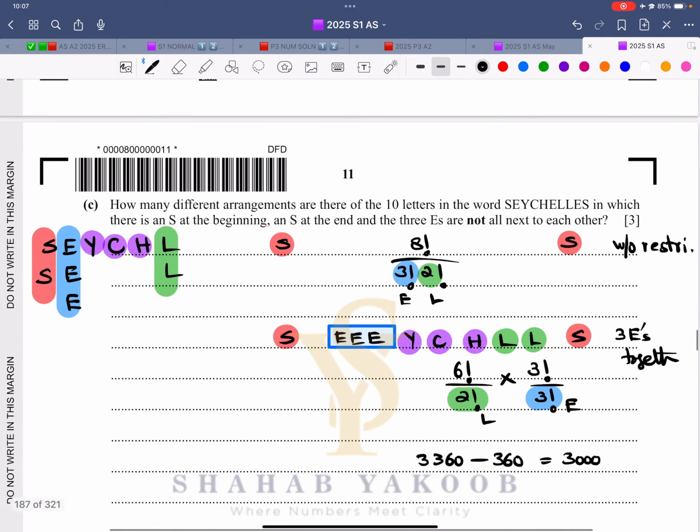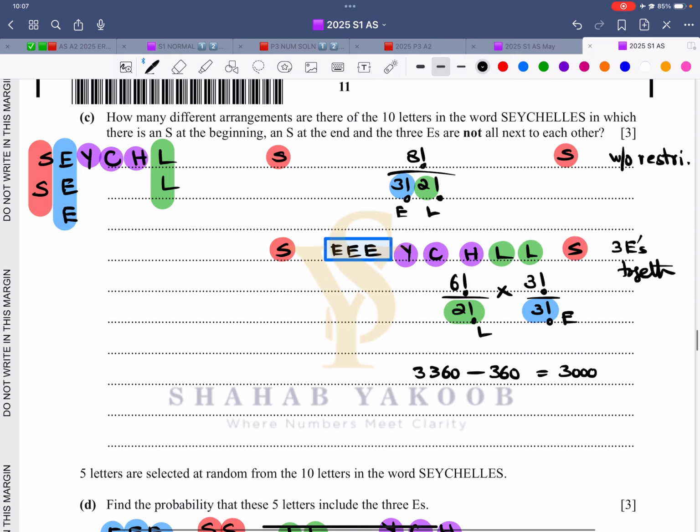Now let's move on. How many different arrangements are there of 10 letters of the word in which there is an S at the beginning and an S at the end, that is fixed, and the 3 E's are not all next to each other? So maybe 2 E's are together, 1 is not together. Again, there is more than one method. This is fixed, this is without restriction, this is fixed.